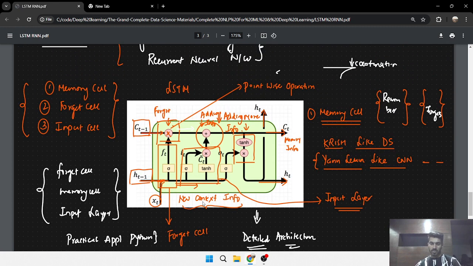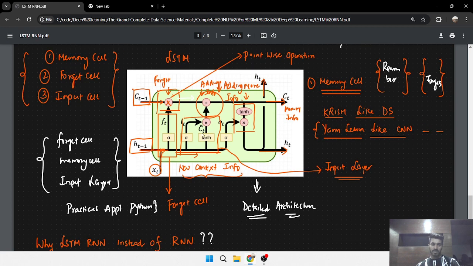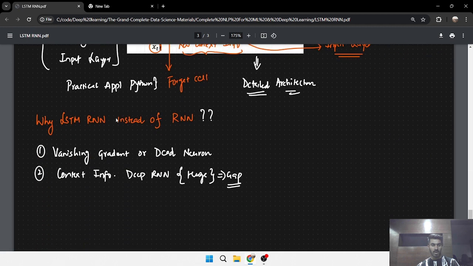And new context information is being passed. If it is important, then the forget cell will help us decide what I have to remember and what I have to forget. Here we have to apply sigmoid activation, and the pointwise cross bias operation is also applied.